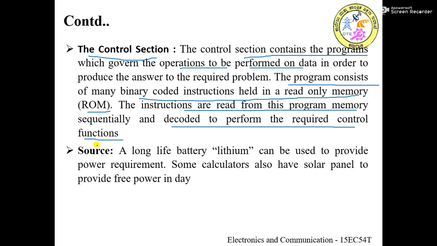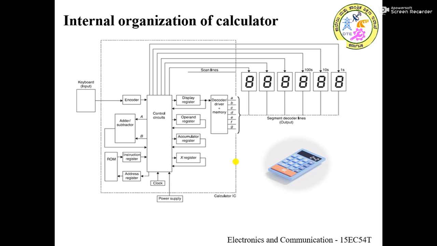So usually the lithium battery is used as the power source to provide the power requirement. Some calculators may also have a solar panel to provide free power in the day. During the day, they make use of solar panels, and in absence of light, or during night, or in low light conditions, they make use of the lithium battery which is inside the calculator. Next one is the internal organization of the calculator.